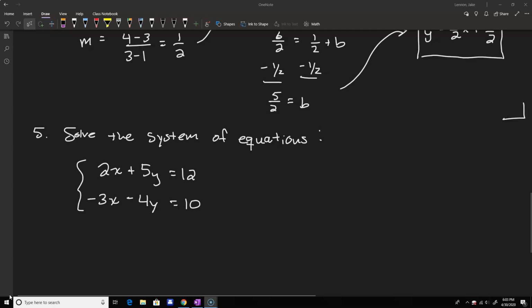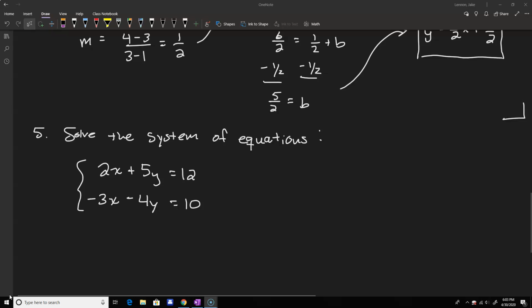For number 5, we're trying to solve a system of equations. So when you have 2 linear equations like this, there's 3 possibilities. Either they meet at a single point when you have one ordered pair solution, they're parallel where you have no solutions, or the equations actually represent the same line, in which case you would have an infinite number of solutions, all of the ordered pairs that would satisfy the equation of either line.